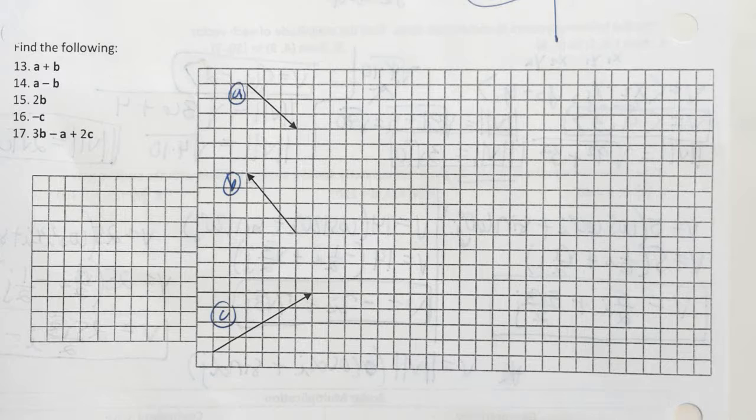And then negative A, that's just going to change this arrow going this way. 3, 1, 2, 3. So there's A going in the opposite direction. And then plus 2C would be twice this. I'm going to run off going that way.